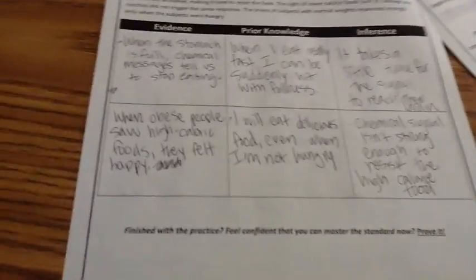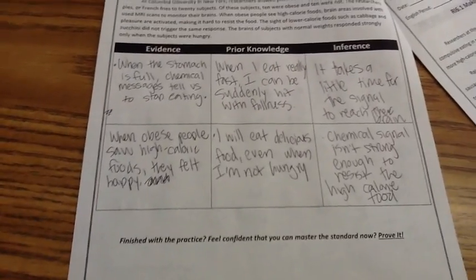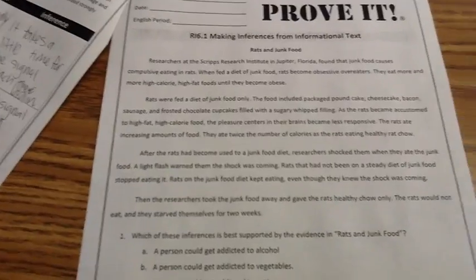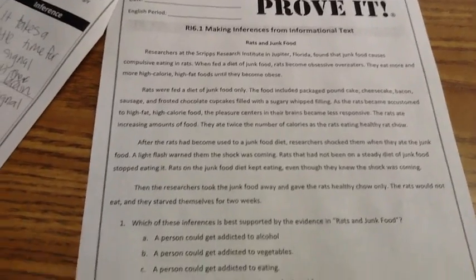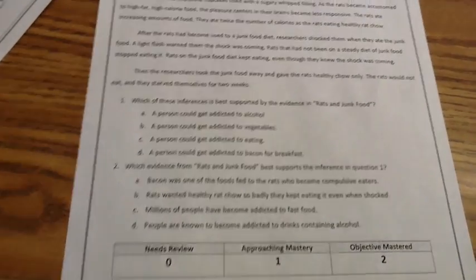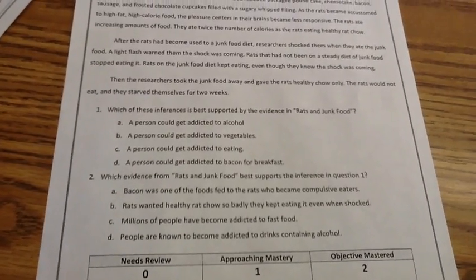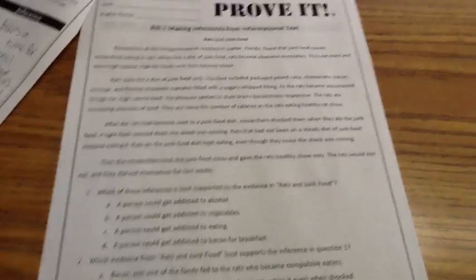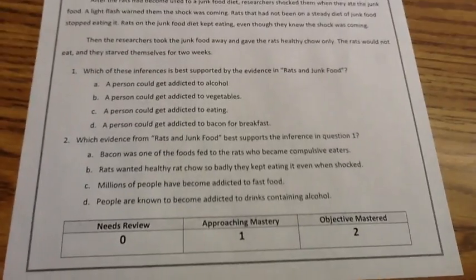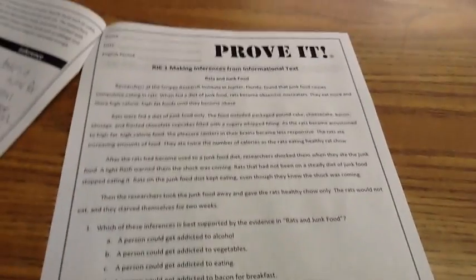All right. If you feel pretty good about being able to make an inference, you're ready to prove your understanding. You're going to read this passage about rats and junk food, very similar and a very interesting study, and then answer these two multiple choice questions about inferences. Go ahead and complete your exit slip, your proving behavior. Your goal is to get both of these multiple choice questions correct.